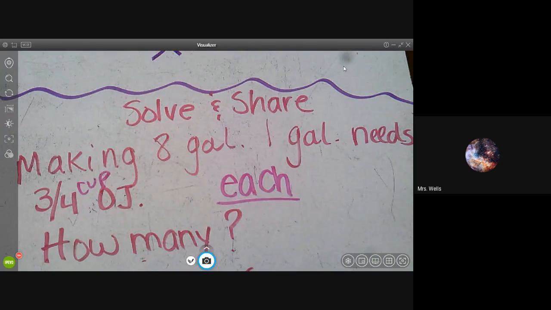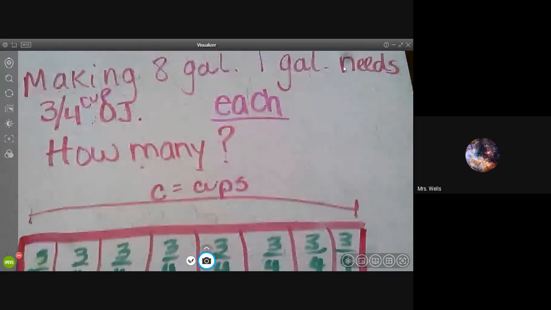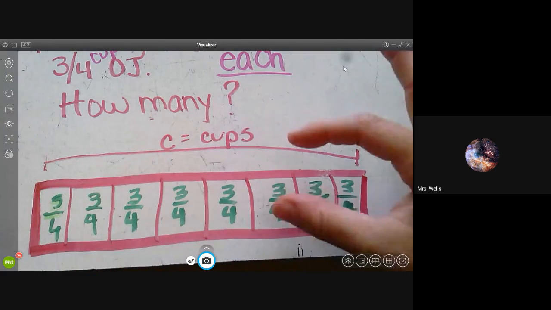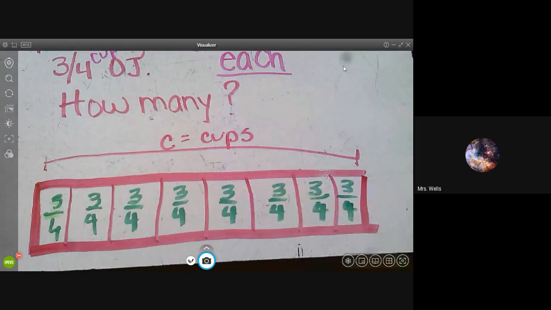So I came down here and I made a bar diagram. Now my bar diagram has 8 blocks. And in each block, it has the fraction 3/4. Well, again, 8 gallons, 3/4 per 1 gallon. And then ultimately, I want to know how many cups do I need. So that's why you see C. You see my variable here, C equals cups.